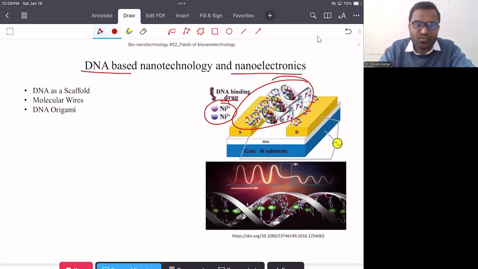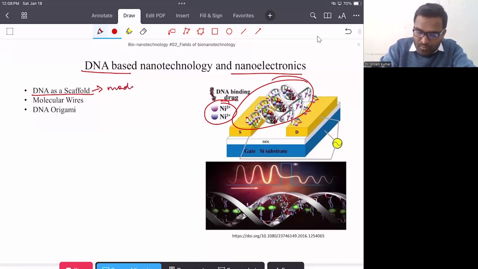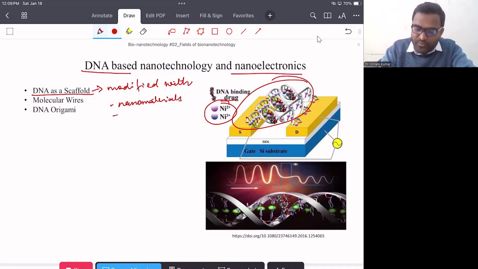So here is the use of the DNA-based scaffold, where you can modify that DNA scaffold with different materials. You can use a scaffold and modify it with nanomaterials. Or maybe we can modify it with a drug, so that it can be selectively used here.